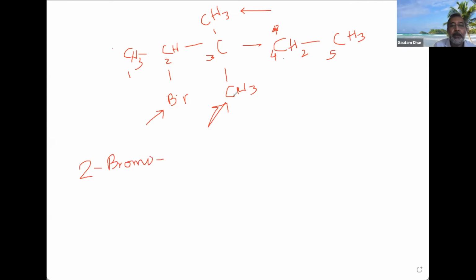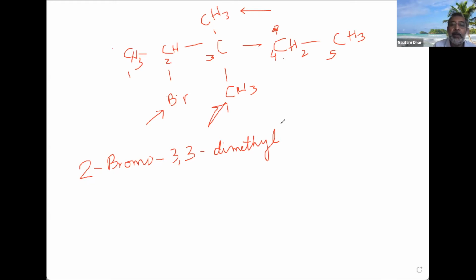And then you have methyls. 3-3, because both are in 3. 3-3 dimethyl. It's very systematic. You will see, without that you get lost in organic chemistry, right?